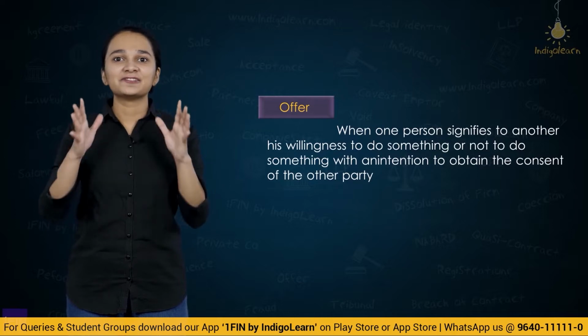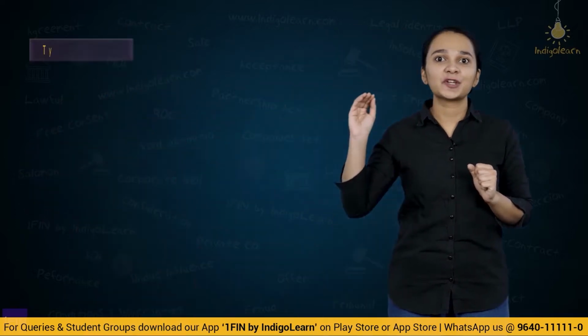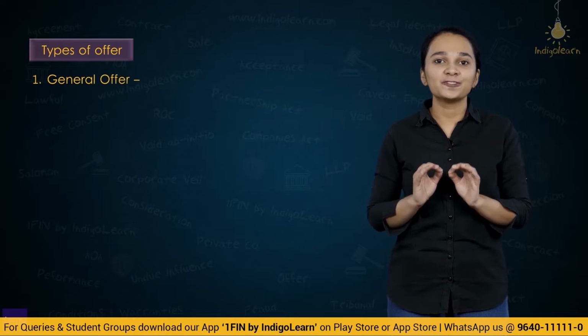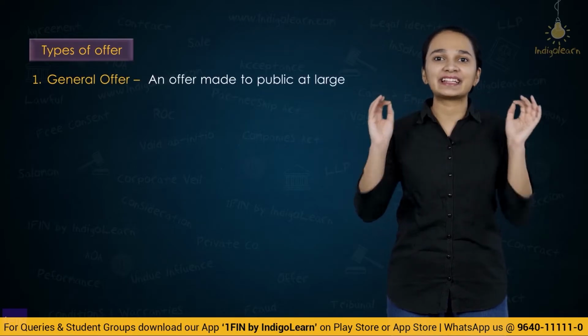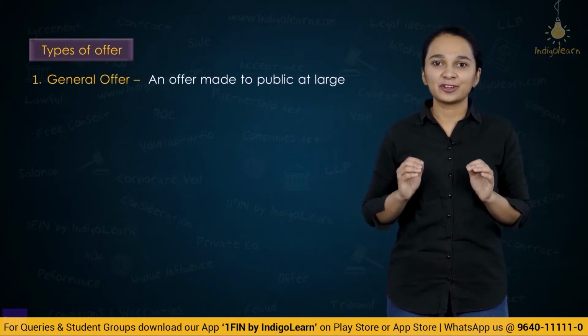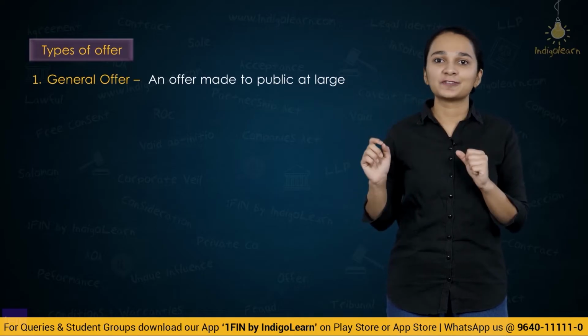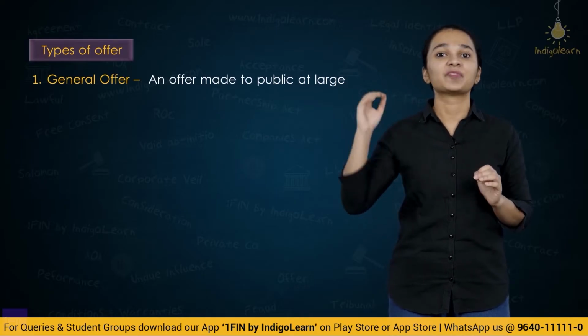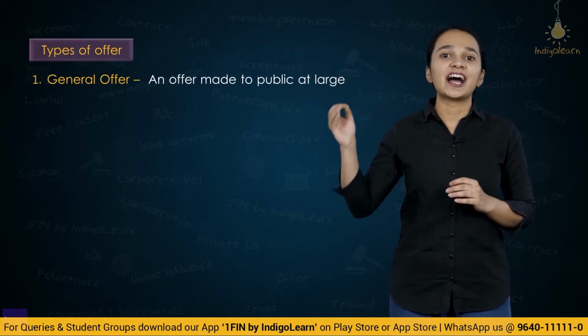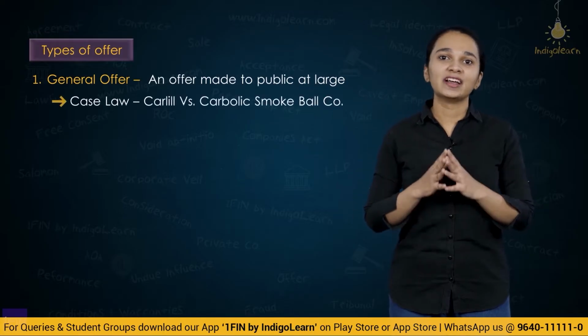And there are different types of offer. First one was general offer. An offer which is made to the public at large is a general offer. Whoever has the knowledge of the offer can accept it. We have also seen a case law here, Carlill versus Carbolic Smoke Ball Company.